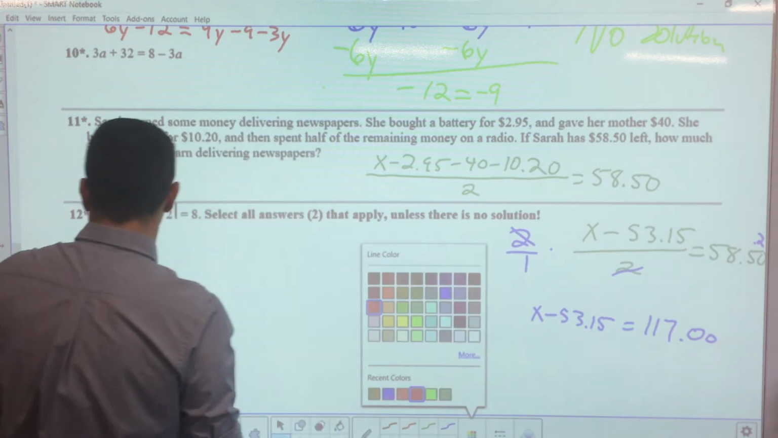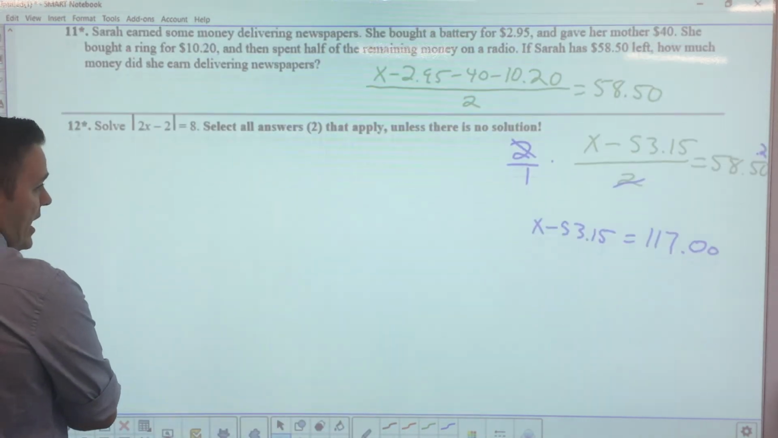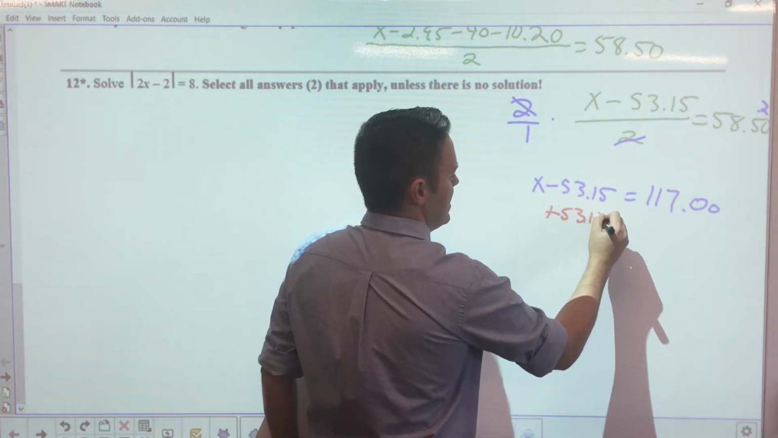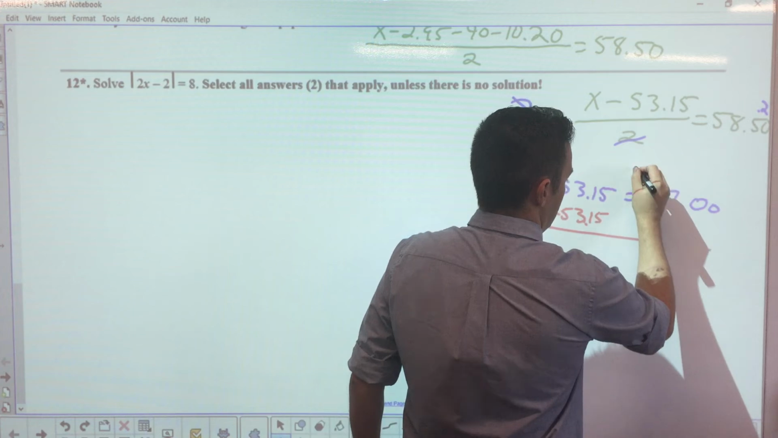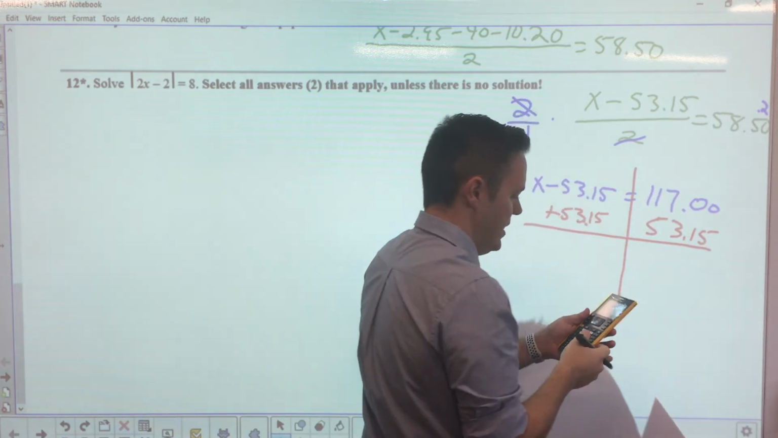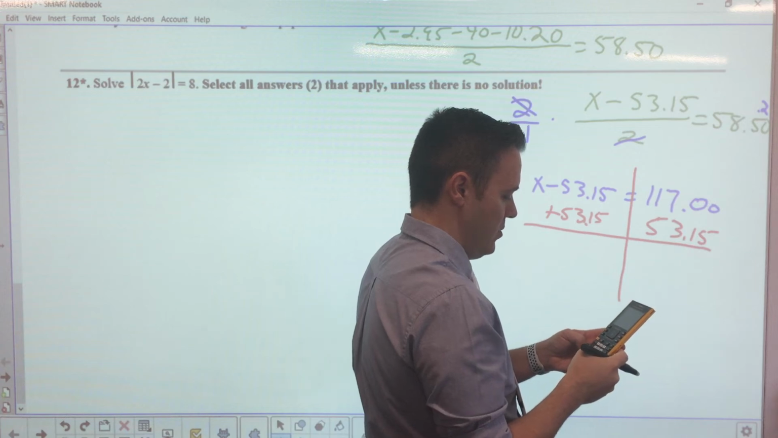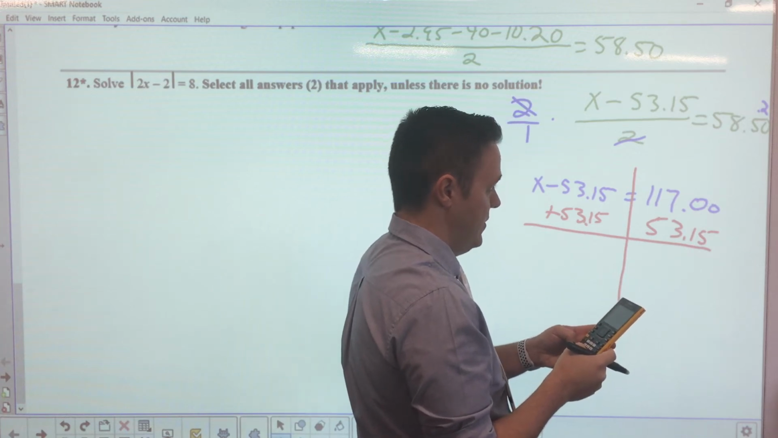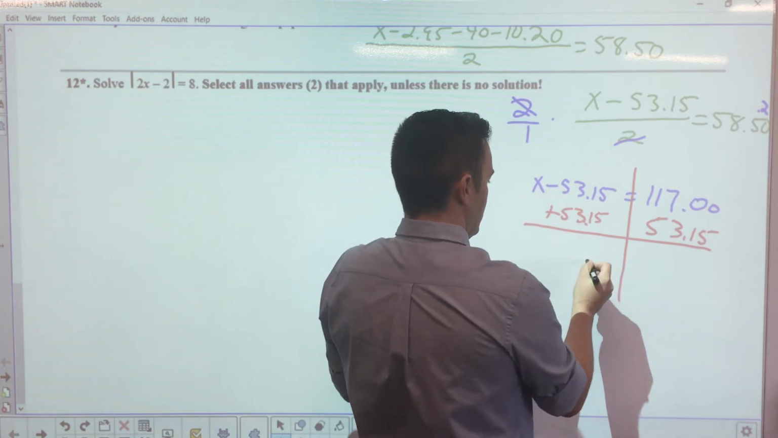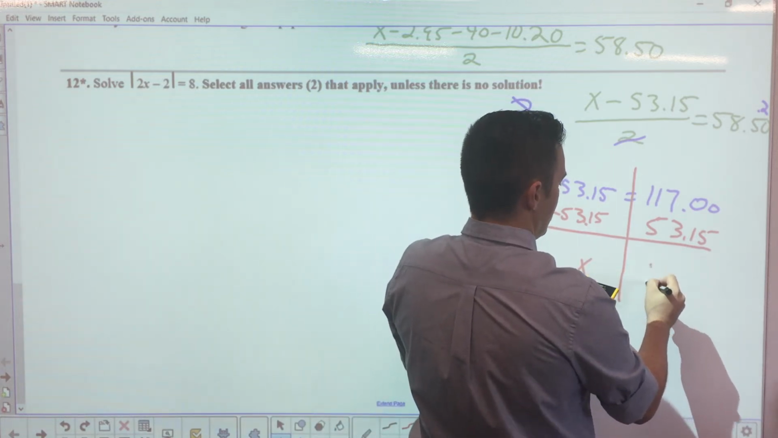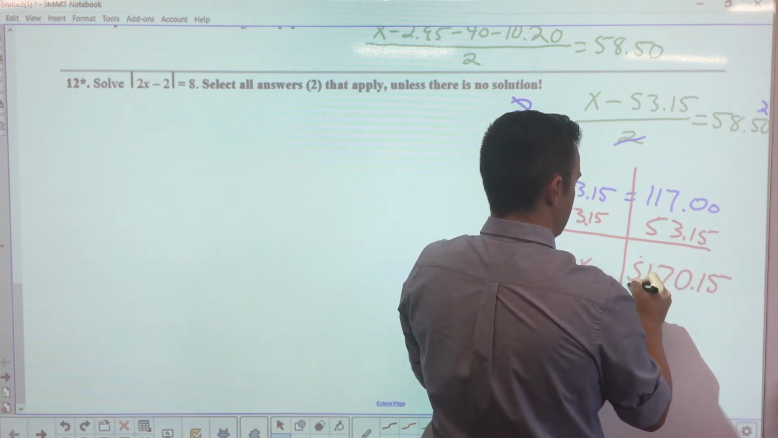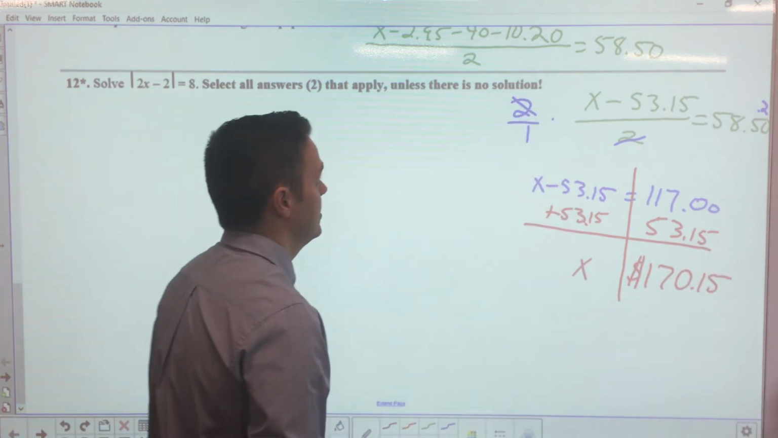Last step, that's fairly simple, ladies and gentlemen. To solve for x would be to what? Add 53.15 to both sides. Add that, so plus 53.15. So her total that she started off with is $170.15. Not bad for a paper route.